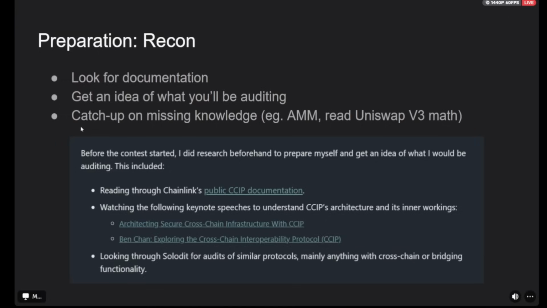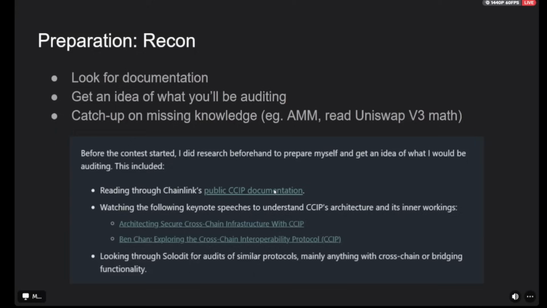For an example of this preparation, this is the only contest where I prepared, honestly. This is Chainlink CCIP. It was in, I think, June or July last year. What I did is I just Googled Chainlink CCIP. The good thing is that they are very public. So I read through the documentation, and from that I know it's a bridge.